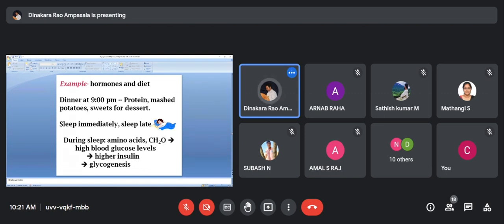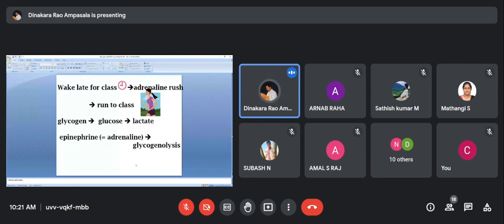Okay, so dinner at 9 p.m., like if you have more glucose, all these sweets, during sleep, amino acids and carbohydrates and blood sugars will go high when you are in a resting period. So higher insulin will be secreted from the pancreatic beta cells, and then glycogenesis will occur. So these sugars will convert into storage glycogen.